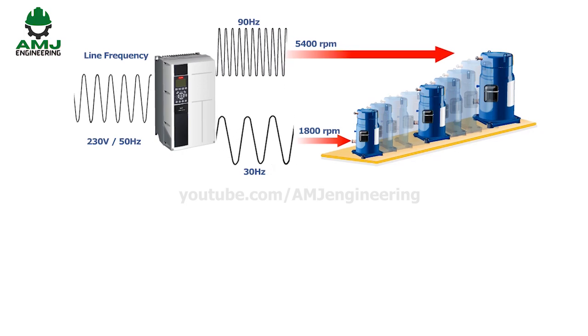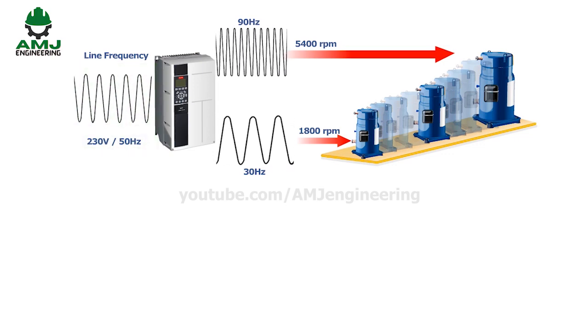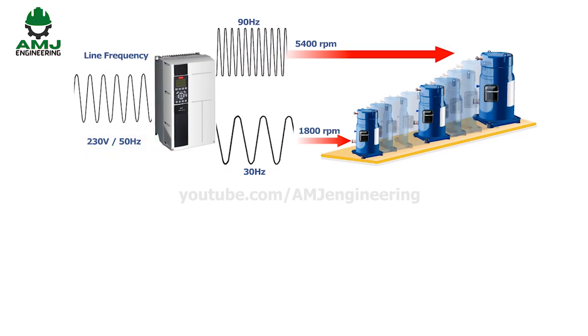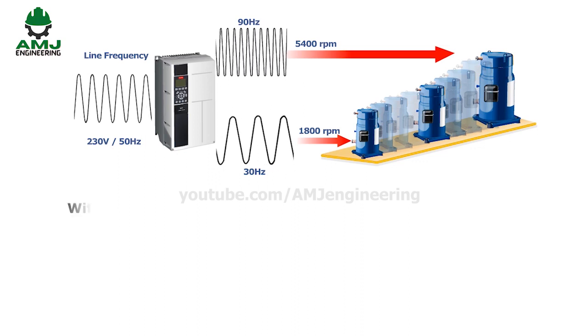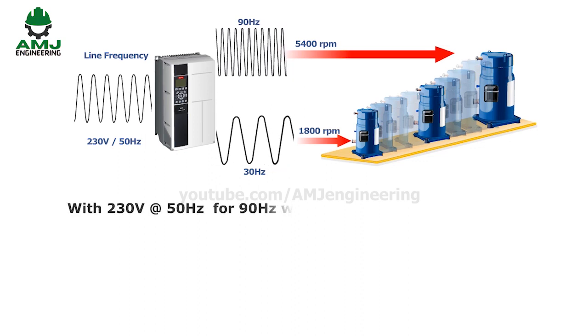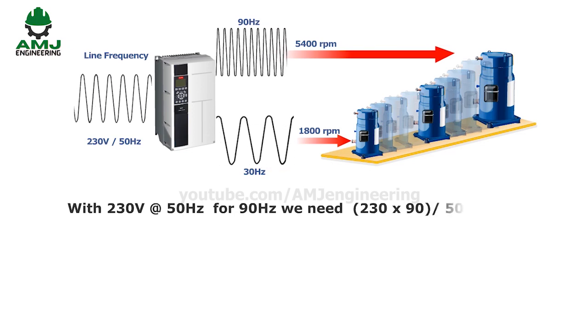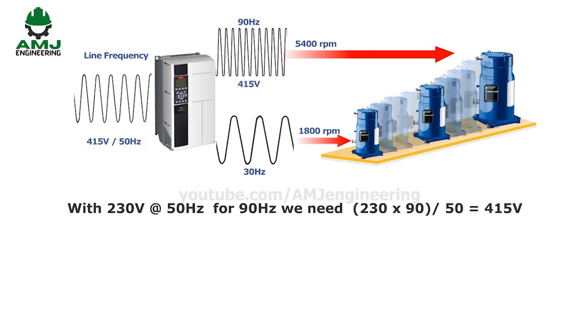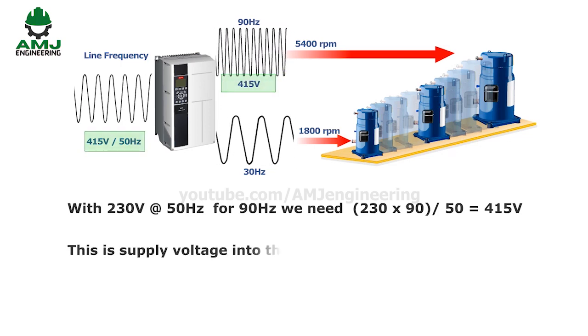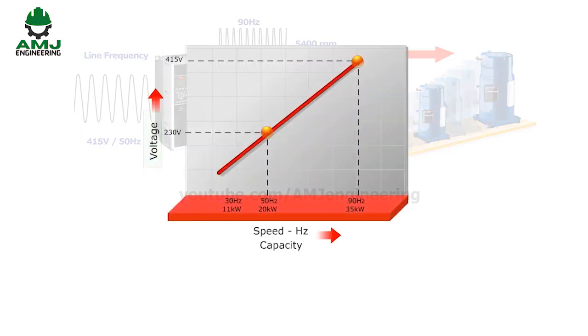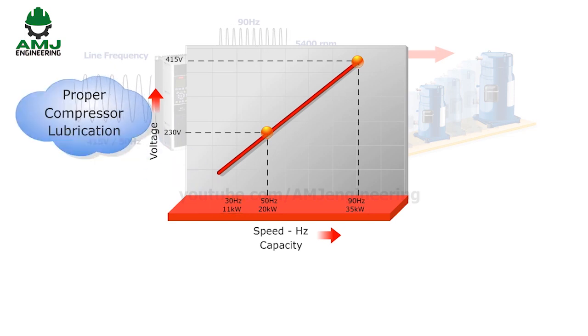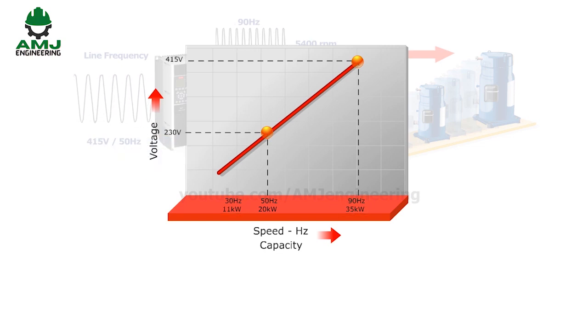To run the compressor at a higher frequency than the power supply frequency of 230 volts, 50 Hz, it is necessary to supply higher voltage to the motor. For 90 Hz frequency, we need to supply a higher voltage to the motor, which is calculated as follows. 415 volts is the supply voltage to the variable frequency drive at 50 Hz. This graph shows the relationship for scroll compressor voltage, capacity, and speeds between 30 and 90 Hz. 30 Hz is the minimum speed required for proper compressor lubrication, while 90 Hz is the maximum speed to prevent oil carryover.